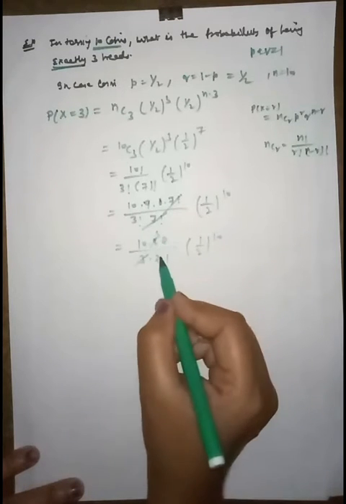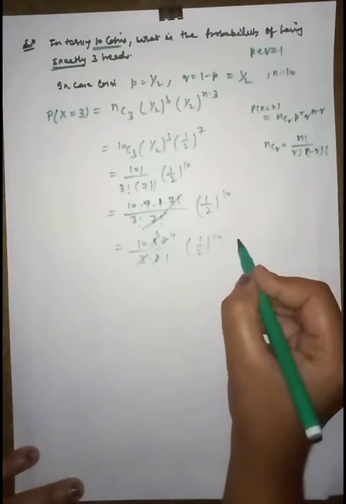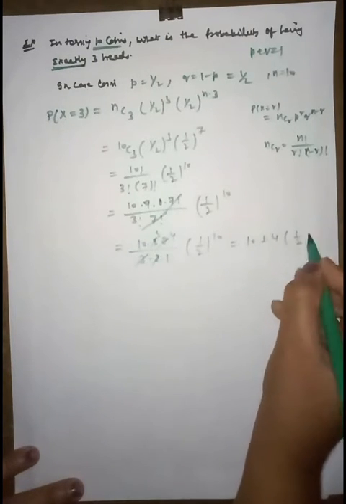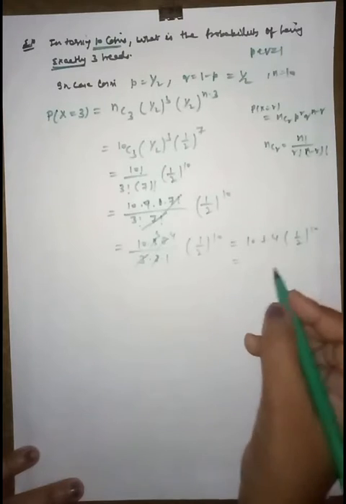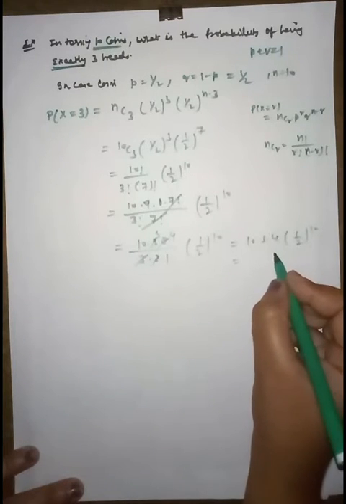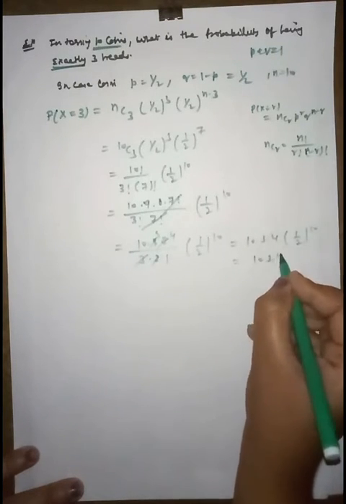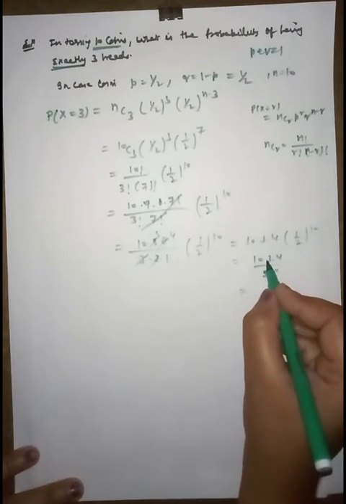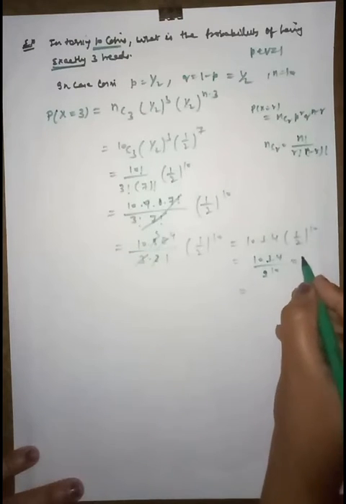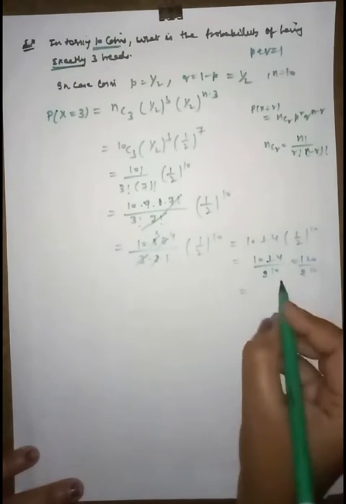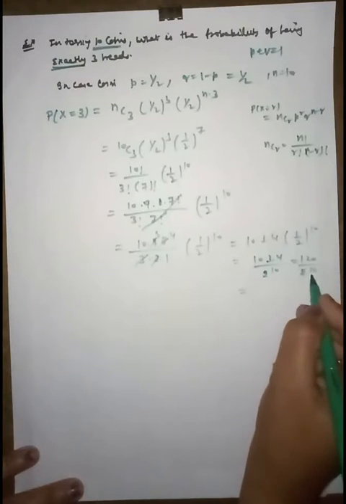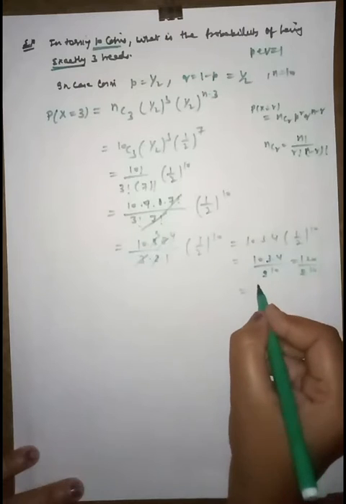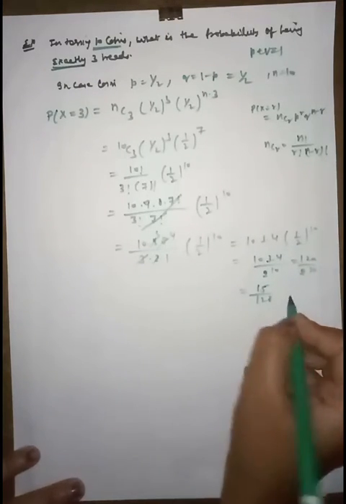So 3 threes are 9 and 2 fours are 8. So this value comes 10 into 3 into 4, 1 by 2 power 10. Now open and solve it. So this value comes 10 into 3 into 4 upon 2 power 10. If we solve 3 fours, this is 120 upon 2 power 10. Now find out 2 power 10 and then divide. So the value comes 15 upon 128.